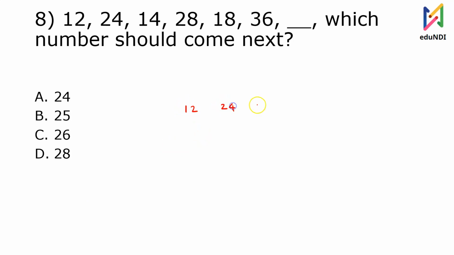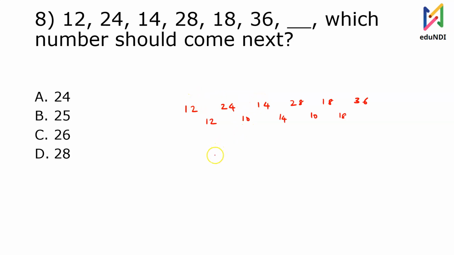If you see this, let's write it: 14, 28, 18, 36. If I find the difference between the two, no obvious pattern will emerge. This is 12, this is 10, this is 14, this is 10, and this is 18. No obvious pattern is there. Whereas, if you see, is this in ascending order or descending order? No, it's not following any specific order. 12, 24, and then you have 14.